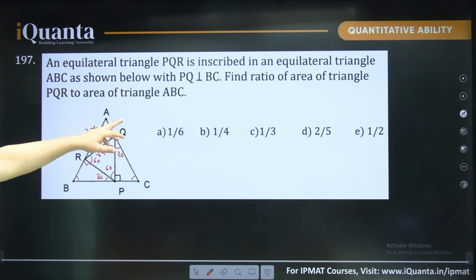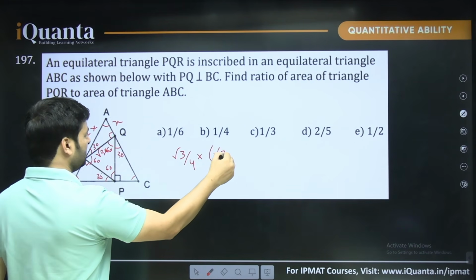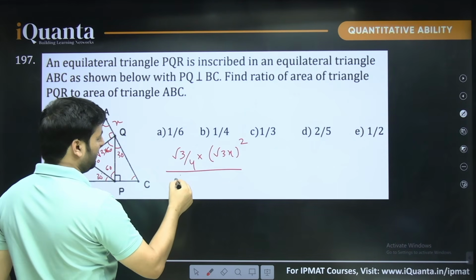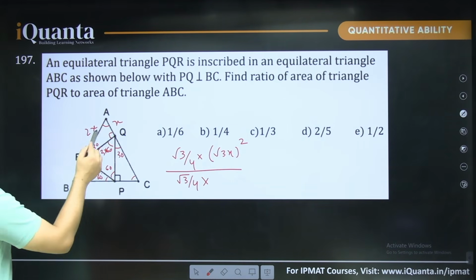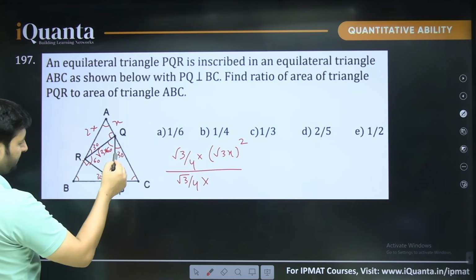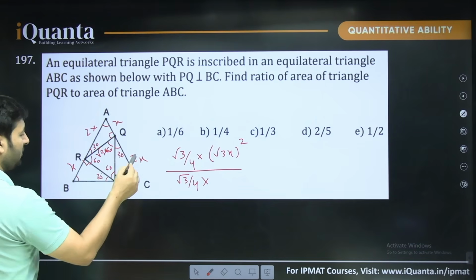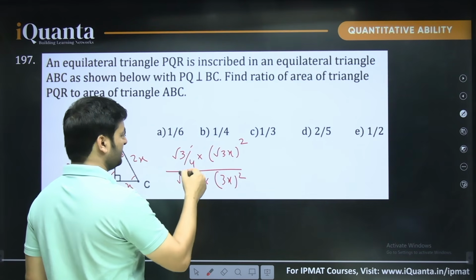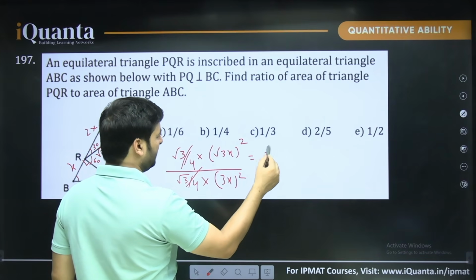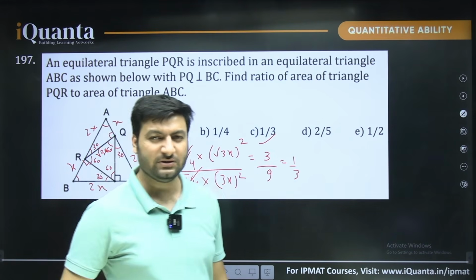We want the ratio of area of triangle PQR, the inside triangle, to the outside. So the inside triangle PQR area will be root 3 by 4 into side square, side is root 3 x, squared. And again the area of the outside triangle will be root 3 by 4 into side square. Okay, this is x, this is 2x. Obviously this will be x. This is a perfectly symmetrical figure, because all of these are going to follow the same thing. So the side will be 3x. So 3x square. This cancels. We have 3 above, x square cancels, and then 9 here. So that is 1 by 3. That's your answer. Okay. I hope this is clear. Not a very difficult question.